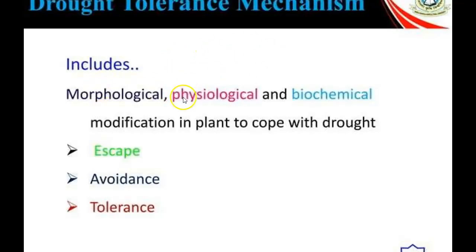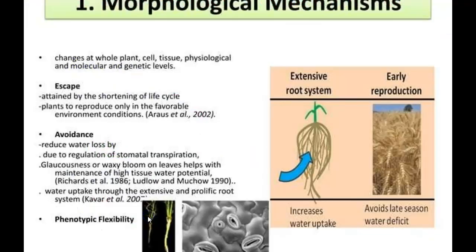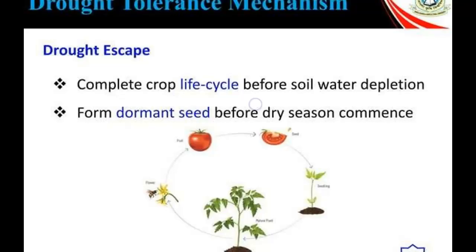Drought tolerance mechanisms include morphological, physiological, and biochemical modifications in plants to cope with drought by escaping it, by avoiding it, and by tolerating it. Morphological mechanism, first of all, is escape. How can they escape? The plant reproduces only in favorable environmental conditions. While how can they avoid? They reduce water loss due to regulation of stomatal transpiration, or glossy or waxy blooms on leaves help maintain high tissue water potential.